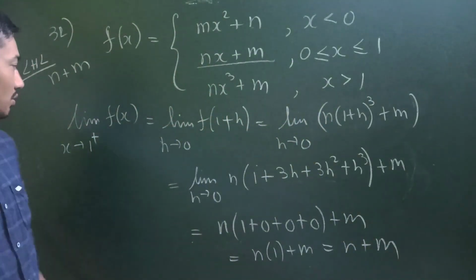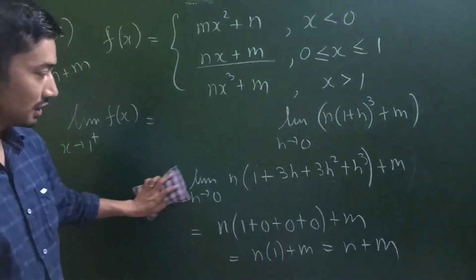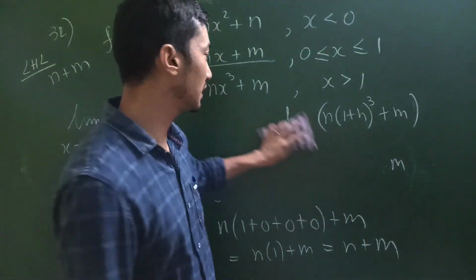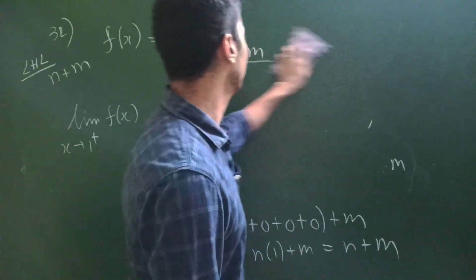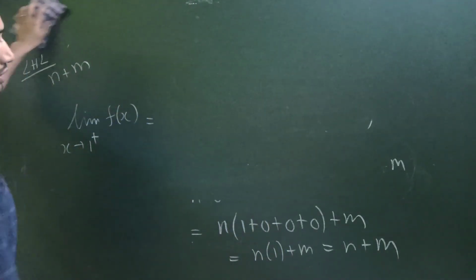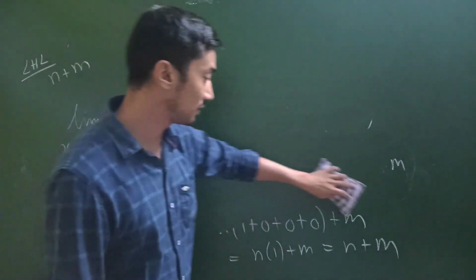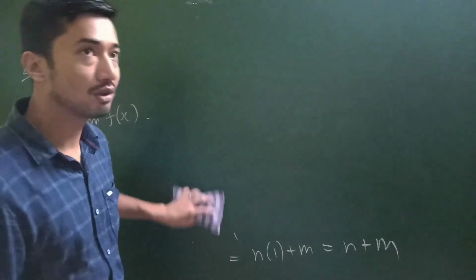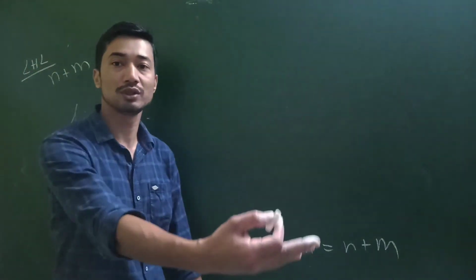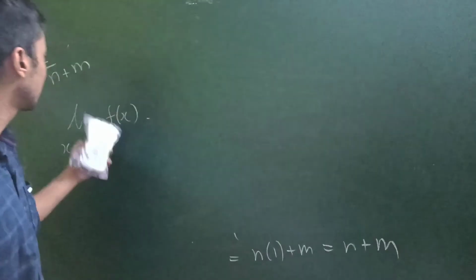So now, what do we have here? What is our right hand limit? Right hand limit is n plus m. What was our left hand limit? Left hand limit was also n plus m. So that means this is already equal, isn't it? Unlike the first question, where it would exist only when n would be equal to m. But here, the terms are already the same, m plus n, m plus n.